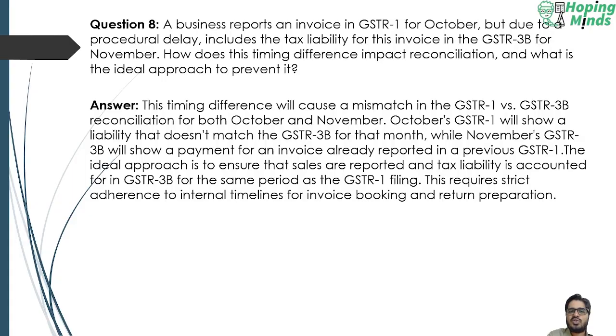The ideal approach is to ensure that sales are reported and tax liability is accounted for in GSTR 3B for the same period as the GSTR 1 filing. This requires strict adherence to the internal timelines for invoice booking and return preparation. Now in the present scenario, this will not be an issue as the GSTR 1 data is auto-populated in the GSTR 3B return, and there are minimal chances of any mismatches.